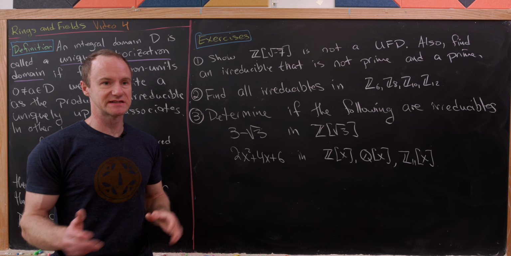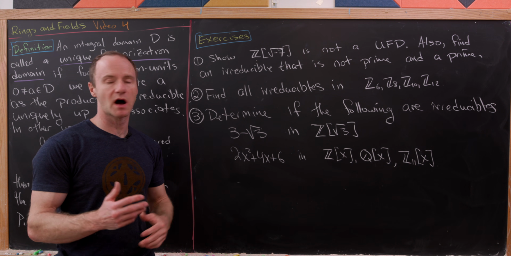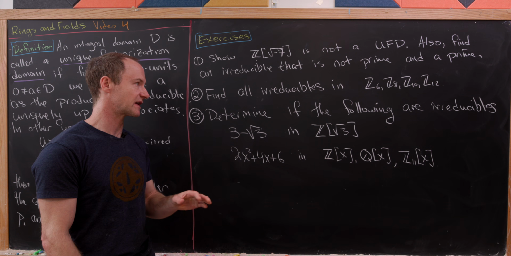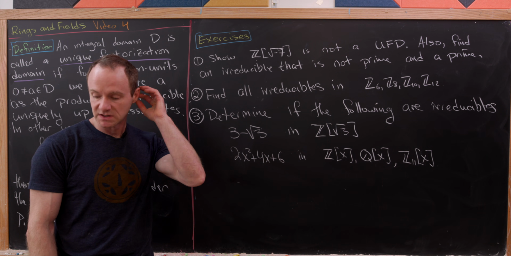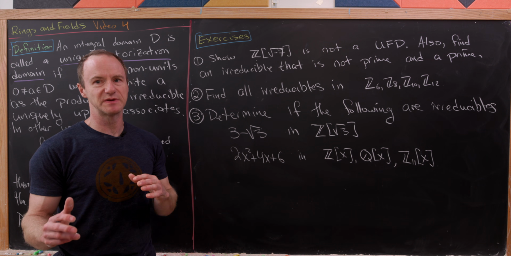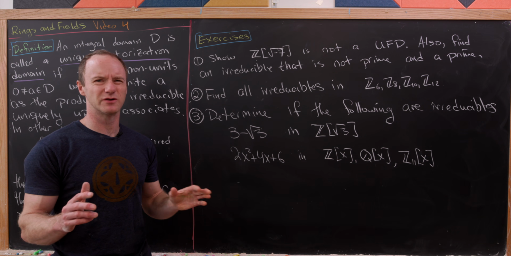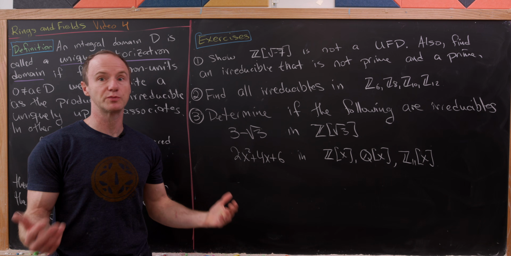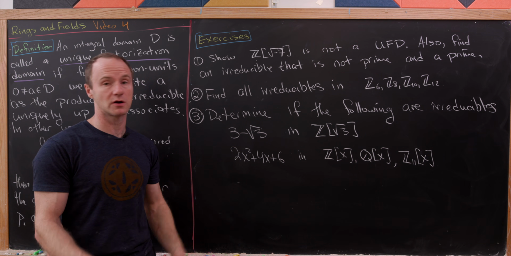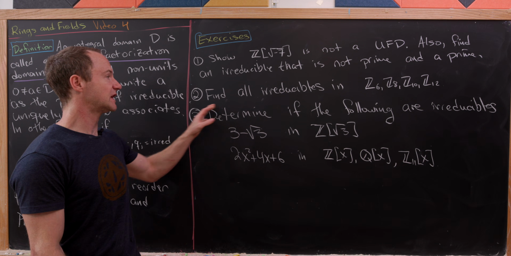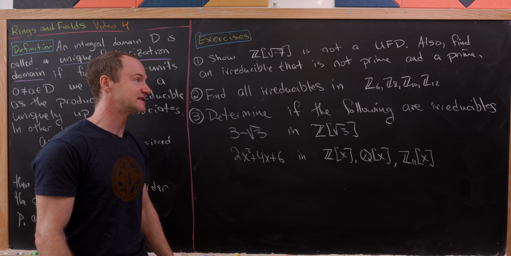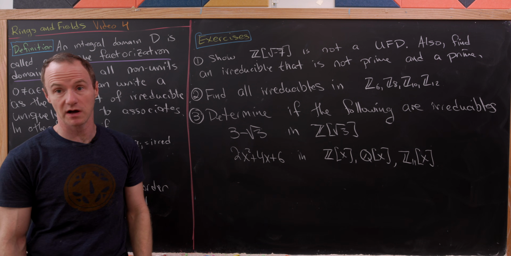Next up, let's observe that today we didn't talk about Z mod n for any n when we talked about irreducibles and primes. So there's a reason for that, and that's because in Z mod n, the notion of an irreducible and a prime is not super interesting. That's not to say that there are no irreducibles. So can you find all irreducibles in Z6, Z8, Z10, and Z12?